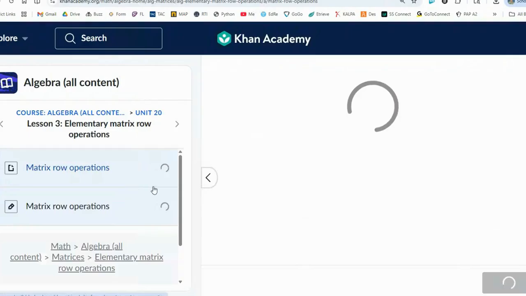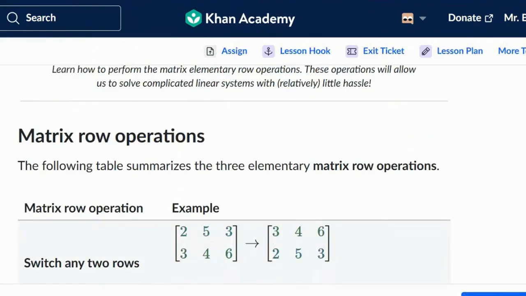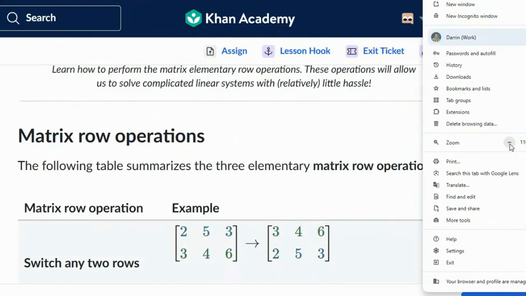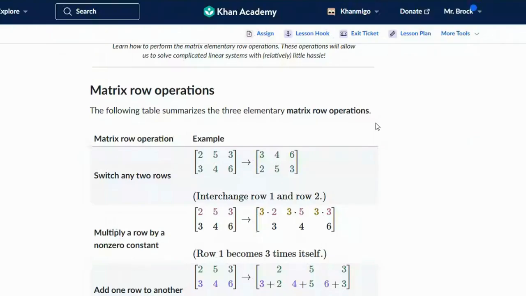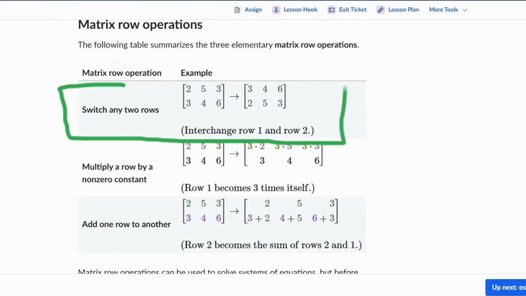All right, so we're talking this week about the things we can do with matrices. This summarizes the 3 elementary operations we're looking at doing. The first one is right here, and it's switching any 2 rows.